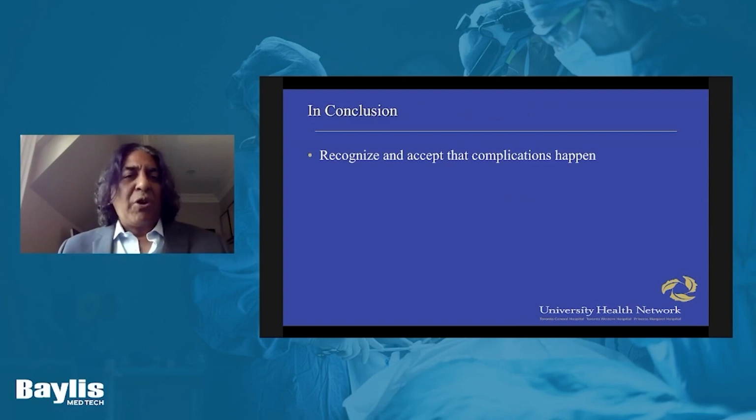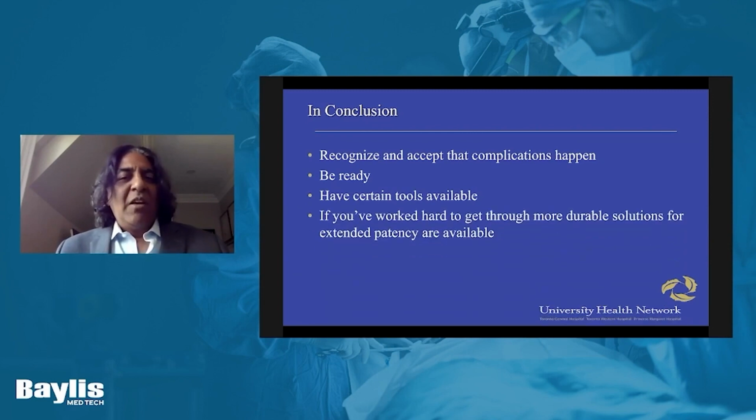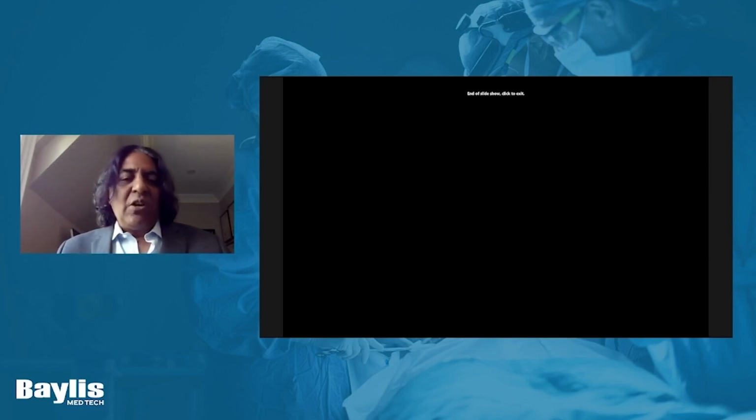In conclusion, it's important to recognize when you've had a complication and actually mentally accept that you've had that complication. Once you've accepted that it's happened, you're going to take the right steps to deal with it. So be ready for them. Have certain tools available. A lot of you do on the shelves. They will come in handy. If you've worked hard to get through that occlusion, I prefer a stent graft because I think it provides the most durable solution in terms of maintaining patency, but also dealing with potential complications. And that is the end of my talk. Thank you very much.